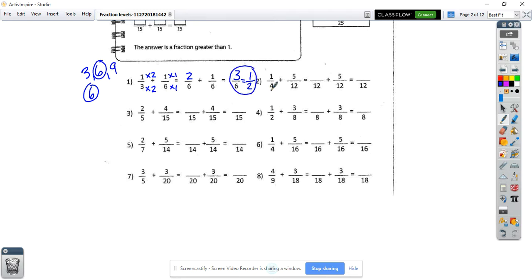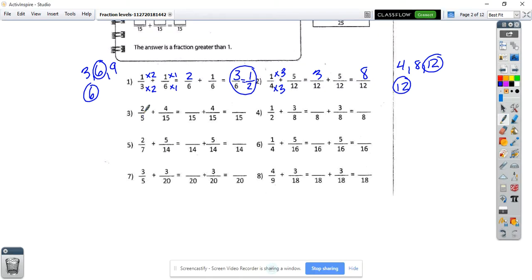Next question, we have 4 and 12 as denominators. Those are not common, so I'm going to list my multiples, 4, 8, 12, and then 12. So our common denominator is 12. I take 12, and I did 4 times 1, 2, 3. This is times 3. This is times 3. So 1 times 3 gives me 3. 4 times 3 gives me 12. 3 twelfths plus 5 twelfths gives me 8 twelfths.